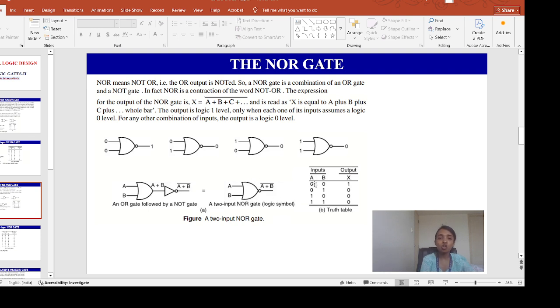So that means not OR. 0 plus 0 is 0. So that is the OR output. But what will be the NOR output? 1. Just a complement of your OR output. 0 plus 1 will be 1, so the complement is 0. 1 plus 0 is 1, so the complement is 0. 1 plus 1 is 1, right? We have to take the complement, so it is 0. This is the truth table of the NOR gate.